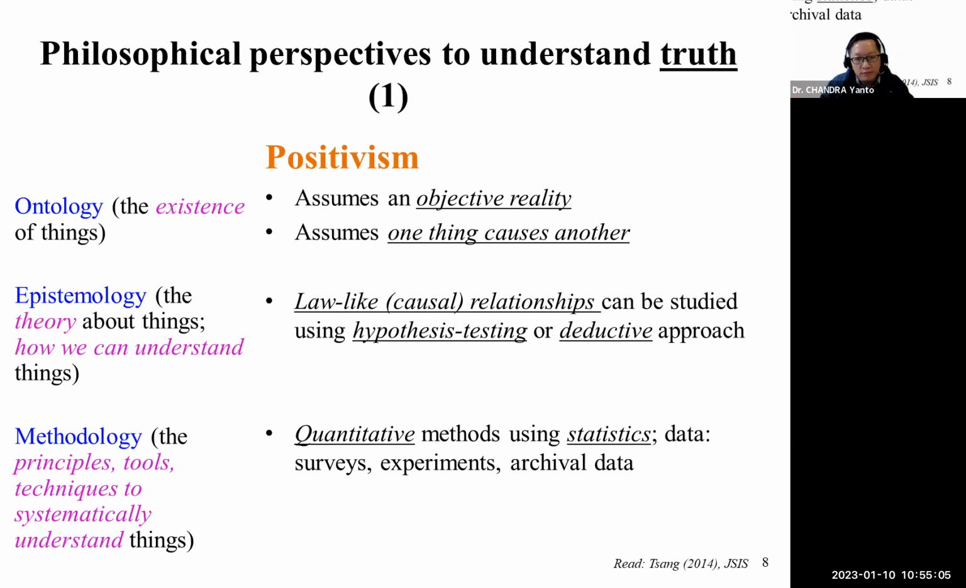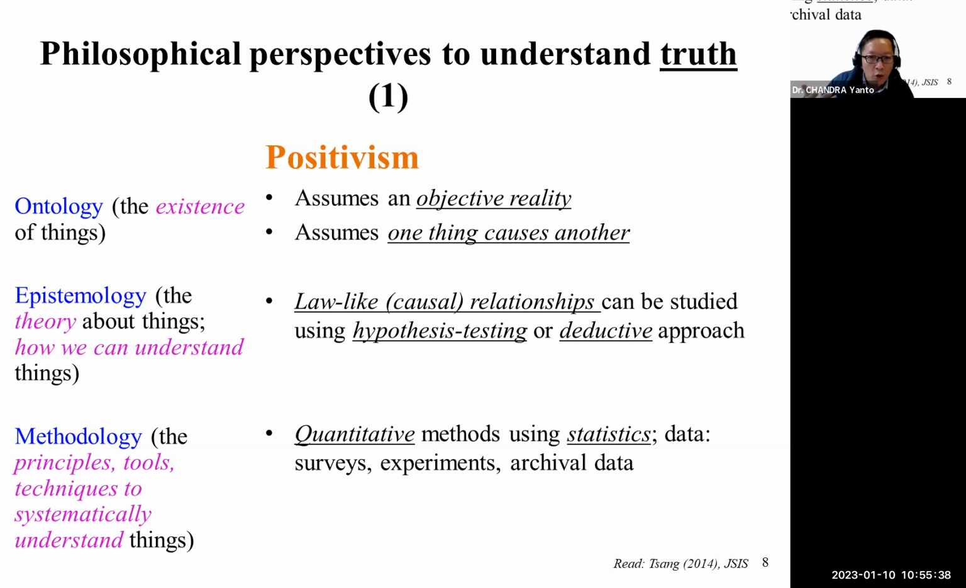Positivism comes from the natural and engineering sciences. They assume that there's a kind of law that governs everything in this world. And we can study these things by creating some hypotheses about the reality, and we can test them deductively, which means that you come up with some statement, some theory, some model, and you collect data to test whether this is the truth or not.